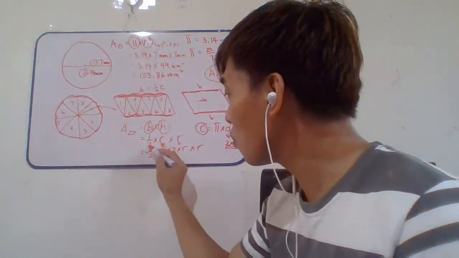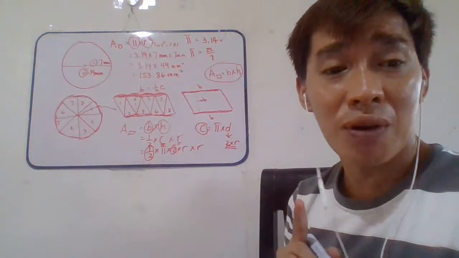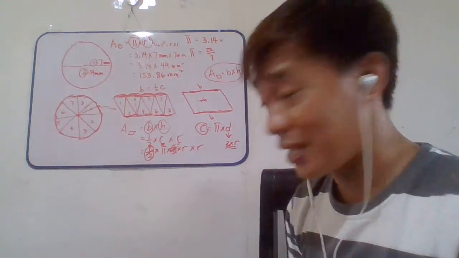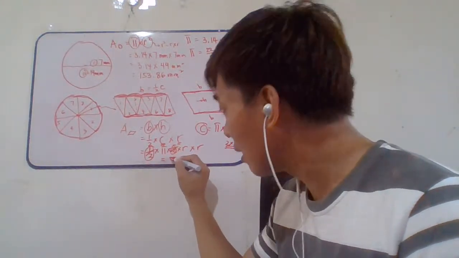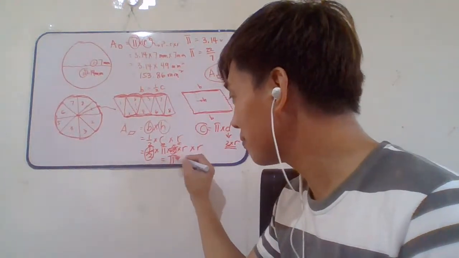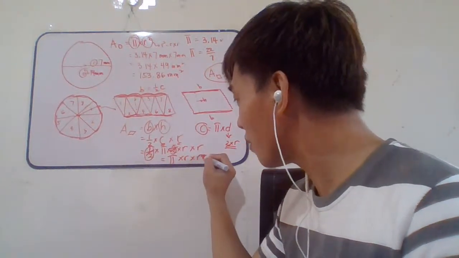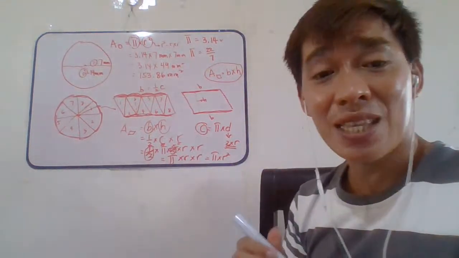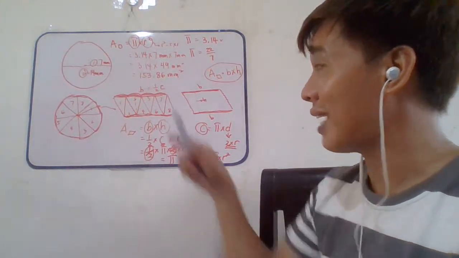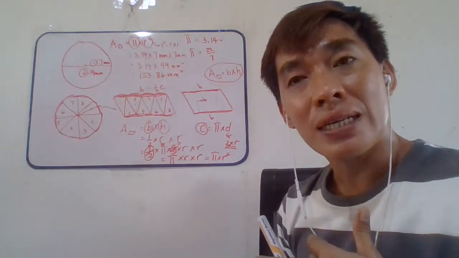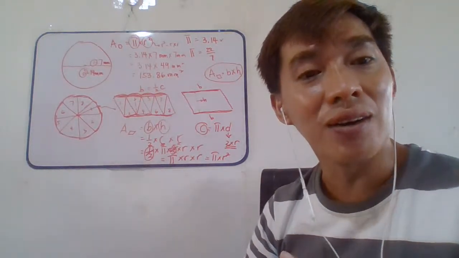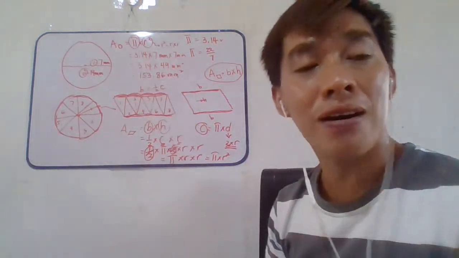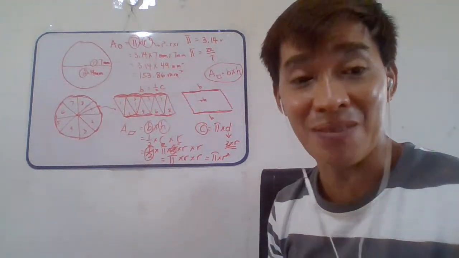Now if you notice, one half of 2 is equal to 1, so we could cancel 1/2 and 2 because that is equal to 1. What will remain here is the pi times radius times radius, or pi times radius squared. That's the derivation of how we get the area of the circle. So if you no longer need the derivation, all you have to do is remember always that the area of the circle is just pi times radius squared.